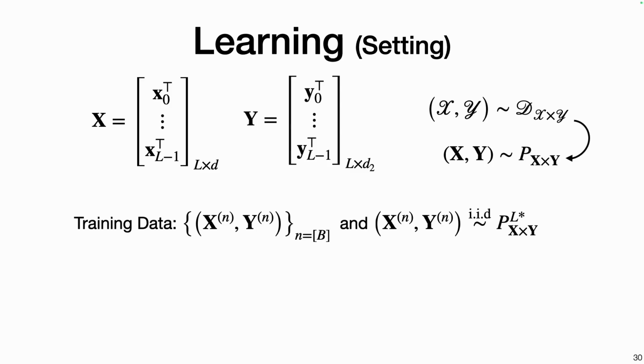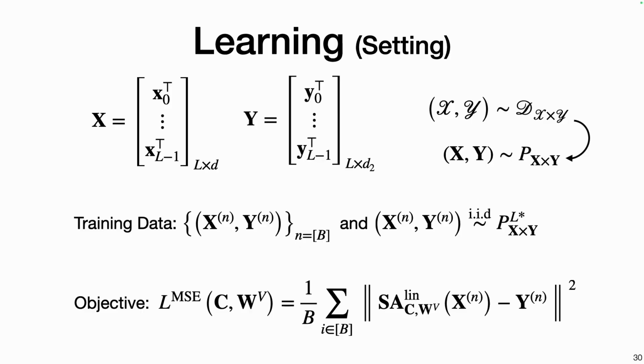In our training data, we have Xn, Yn samples. We have B such samples that are sampled from the PXY distribution, but with a specific L star. That is, in our training data set, all of our tuples have the same sequence length L star. The objective is minimizing the mean squared error between the self-attention output and the correct labels. What you see here is a pretty standard setting, nothing special here.